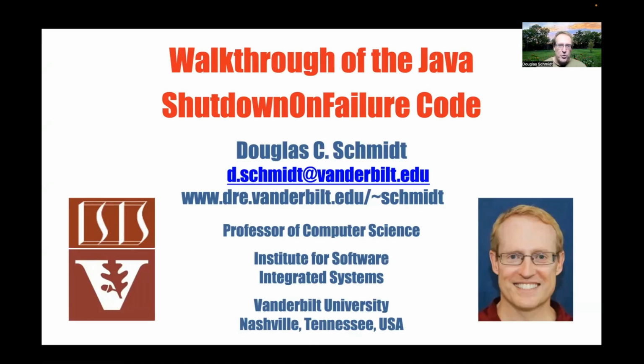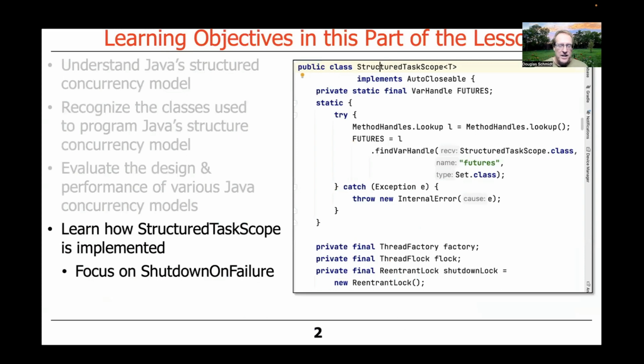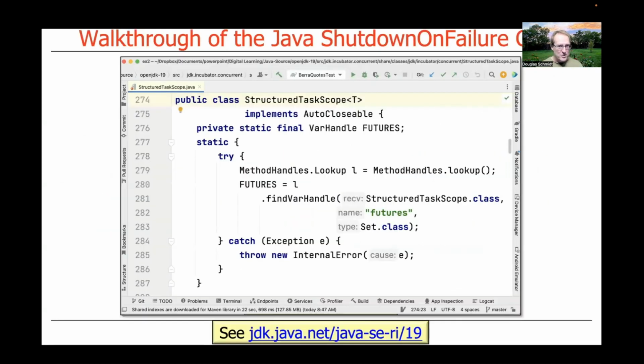So we're now going to walk through the source code for the Java ShutdownOnFailure nested subclass. And again, remember, this is nested inside of the StructuredTaskScope class, and it inherits from StructuredTaskScope. So you can find this code as before at this link at the bottom of the slide, along with all the other code that's part of Java 19.